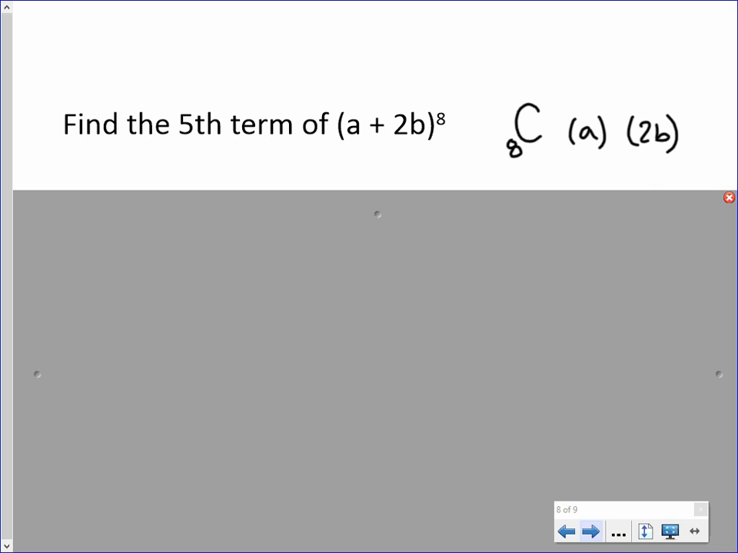I like to write mine like this. There are some holes there, right? I don't know how many I'm choosing. I don't know what to raise my first term to, and I don't know what to raise my second term. That's what I have to think about. So you have to think carefully here.